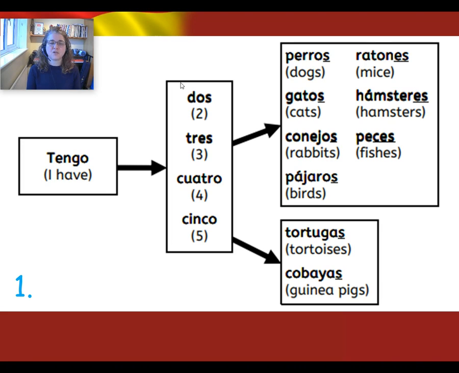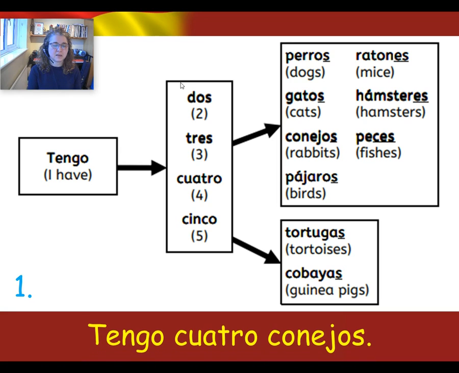I have 4 rabbits. Remember, you can pause the video for some writing time if you want. Have you worked it out? I have 4 rabbits. Tengo 4 conejos.